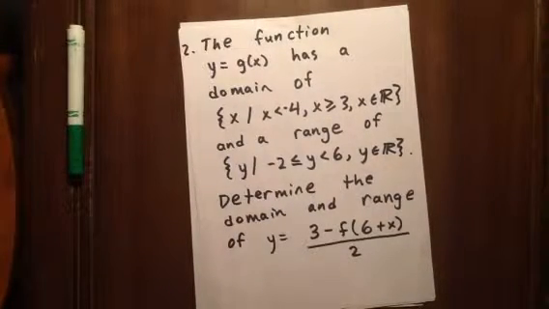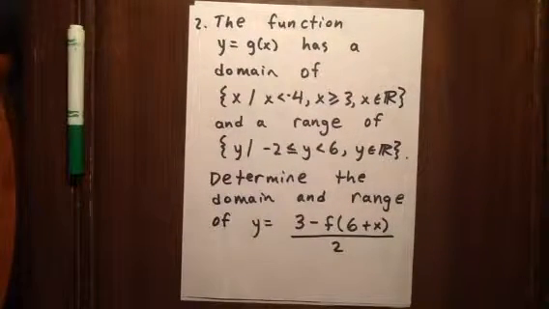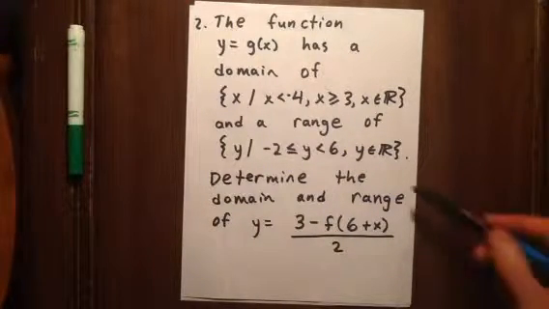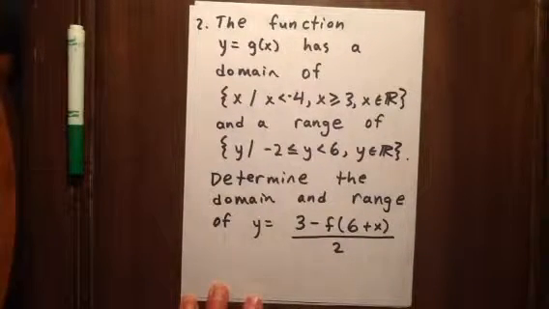We've got the function y equals g of x having a domain of x less than negative 4, and x is greater than or equal to 3. X is an element of the reals, and a range of negative 2 less than or equal to y less than 6. And we want to determine the domain and range of this complicated function.